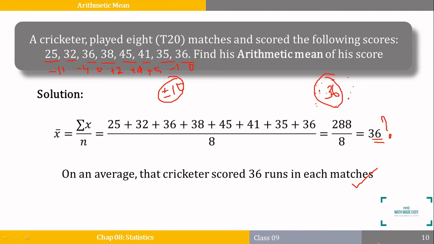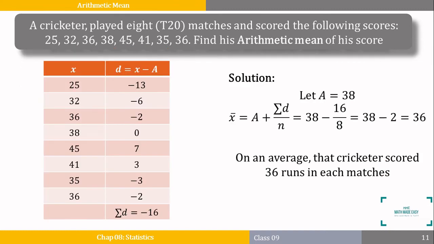I know that summing 25, 32, 36, 38, 45, 41, 35, 36 could be a huge task, and it's actually time consuming. So in the next method, I freely assume a mean called A, that is the assumed mean, and now I find the deviations of each of the observations from this assumed mean. So the observations given are 25, 32, 36, 38, 45, 41, 35, and 36. I assume A to be 38.